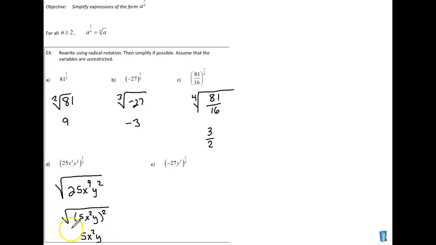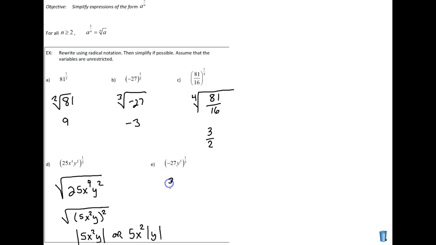But remember, as we talked about in our last lesson, when we take an even root of something, we have to add those absolute values in order to ensure that it's positive. Now, interestingly enough here, the 5 already is positive. And the x squared, no matter what x is, that's already positive. So the only thing that has to stay in the absolute values is the y. But I would take it either way. I'm fine with that.